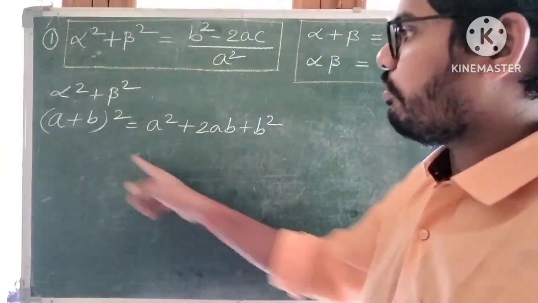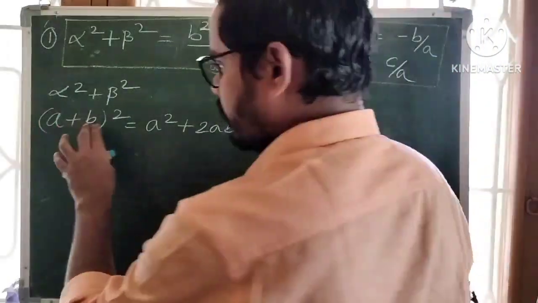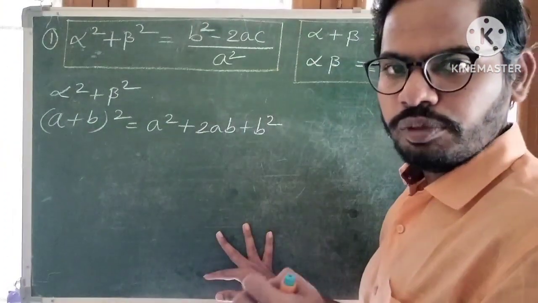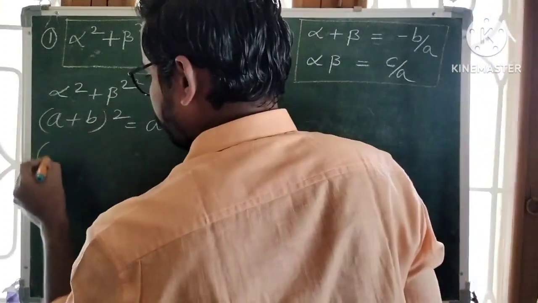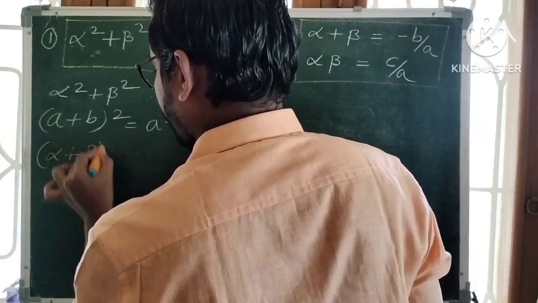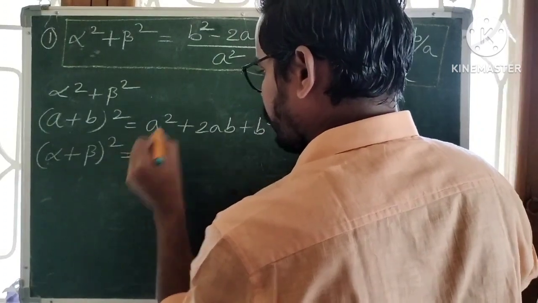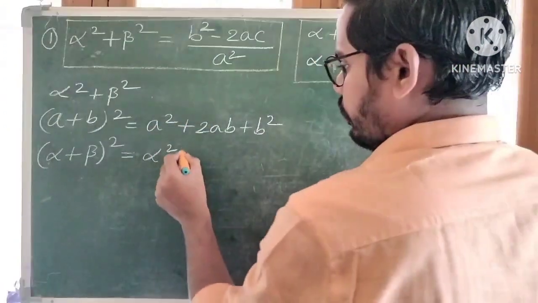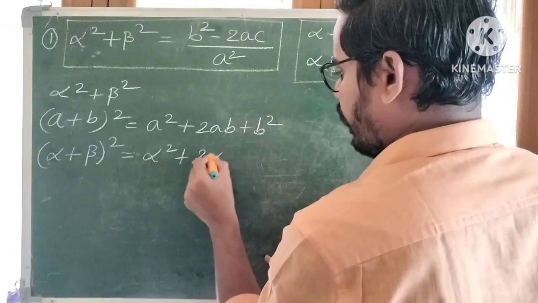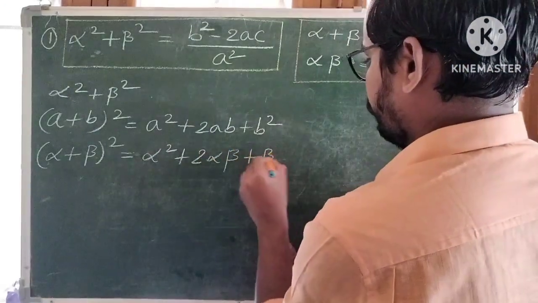So this is the formula for (a plus b) whole square. Replace a by alpha and b by beta. Then alpha plus beta whole square is equal to, in place of a put alpha, so alpha square plus 2 into alpha beta plus beta square.